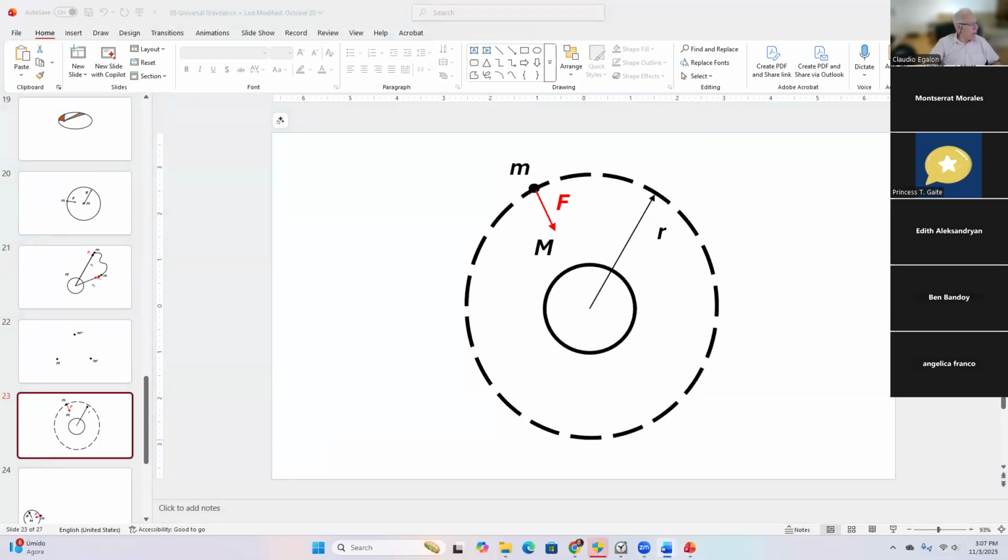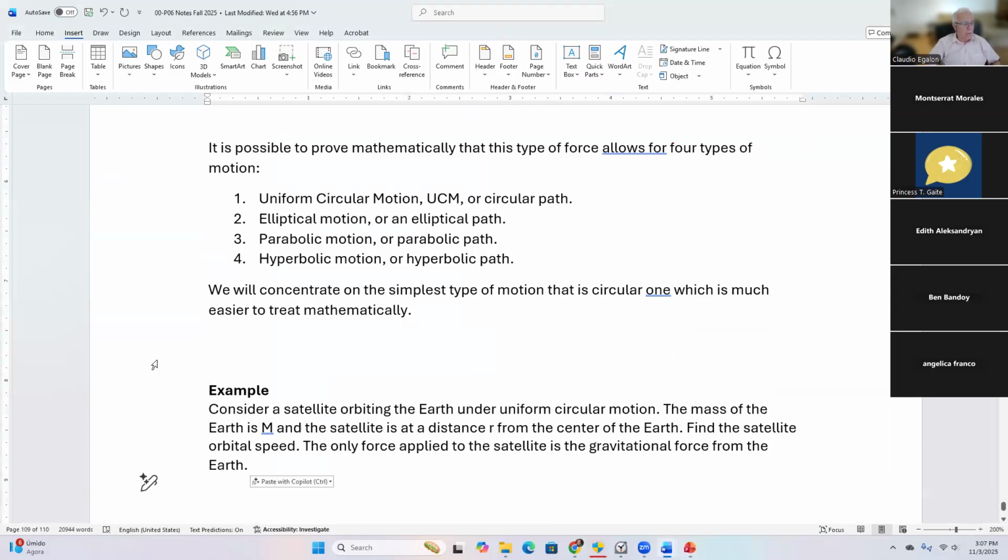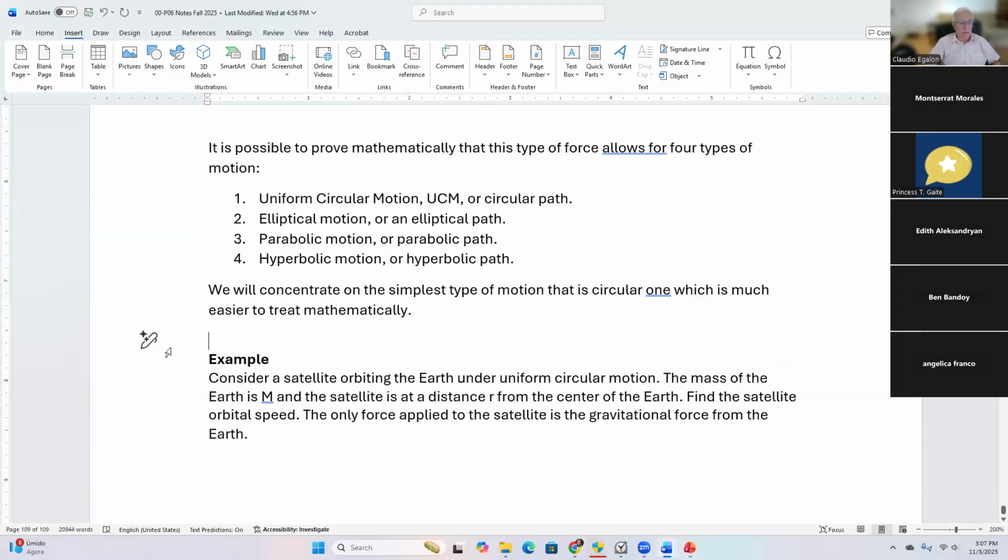And the way we treat this problem is going to be illustrated by the example that I am going to solve here in class. Consider a satellite orbiting the Earth under uniform circular motion. The mass of the Earth is big M, and the mass of the satellite is m, at a distance r from the center of the Earth. Find the satellite's orbital speed. The only force applied to the satellite is the gravitational force from the Earth. Okay, that's the only force.